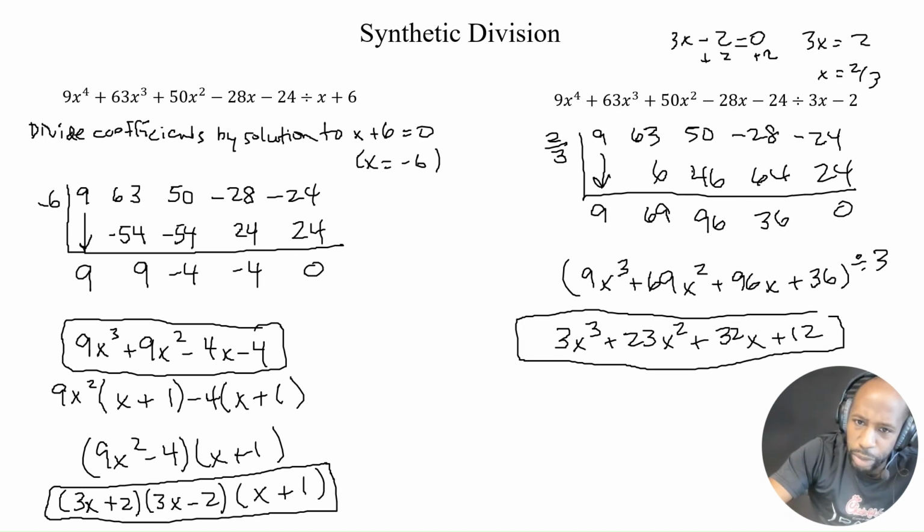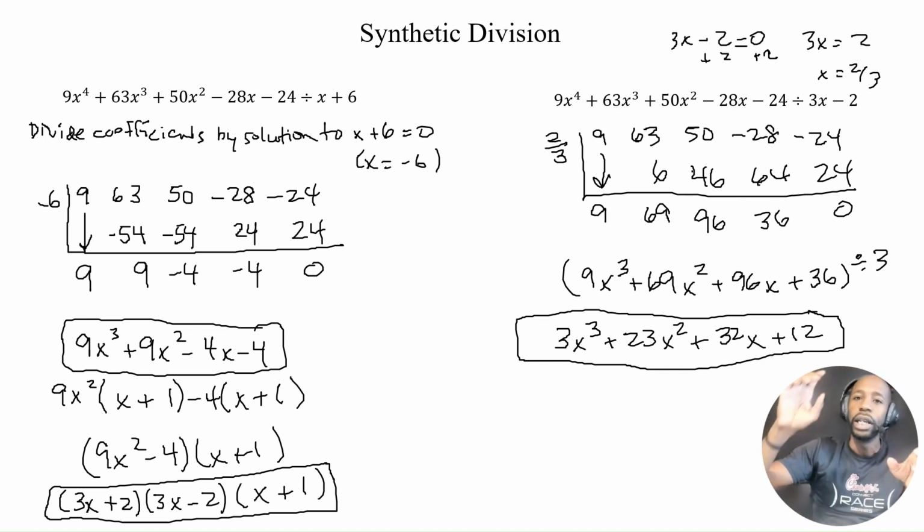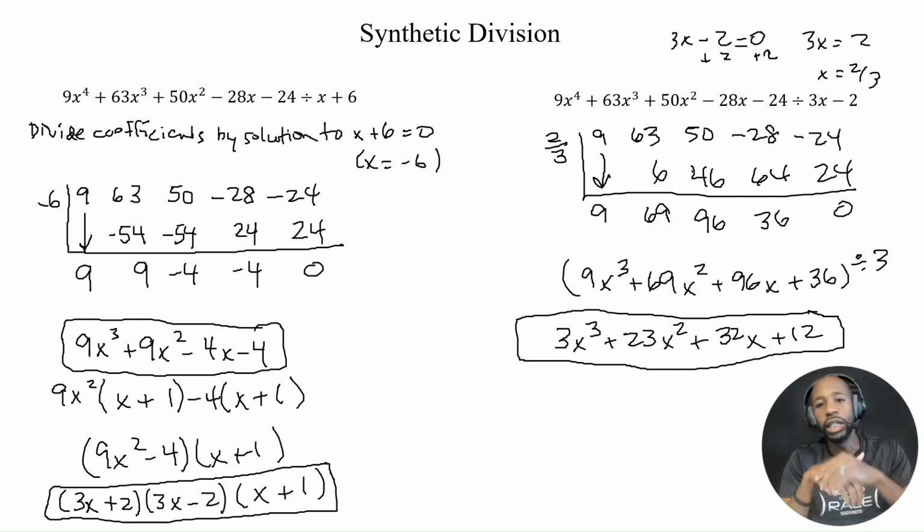Now, you can't factor that because 23 is not divisible. These don't have a common factor. All right, so there's synthetic division. There it is. You list out the coefficients. You're dividing essentially by the solution to whatever binomial you're dividing the polynomial by, and then drop down the first term, multiply, add, multiply, add, multiply, add.